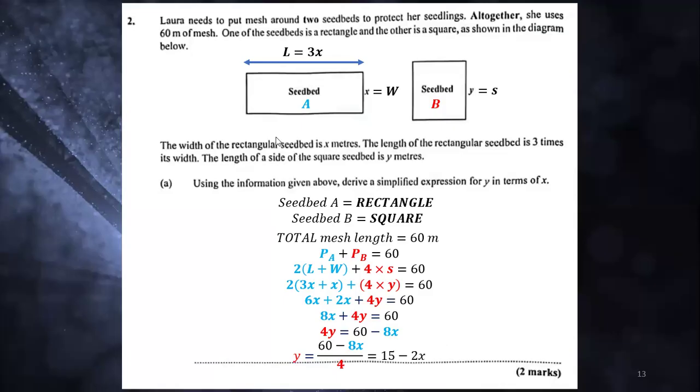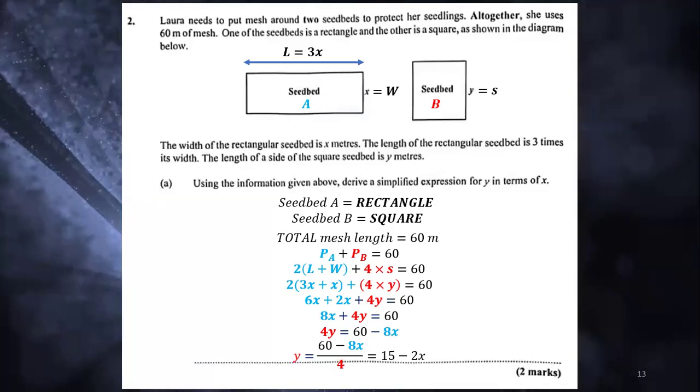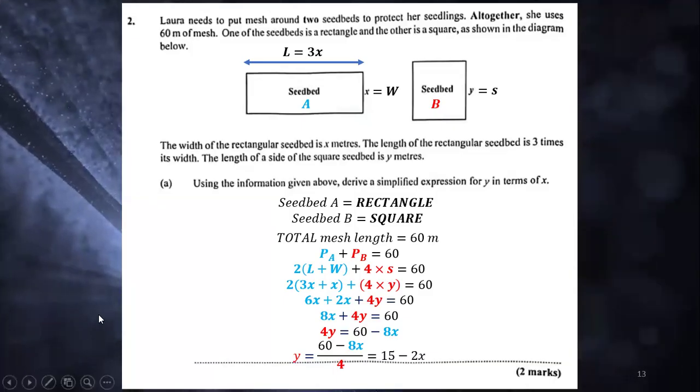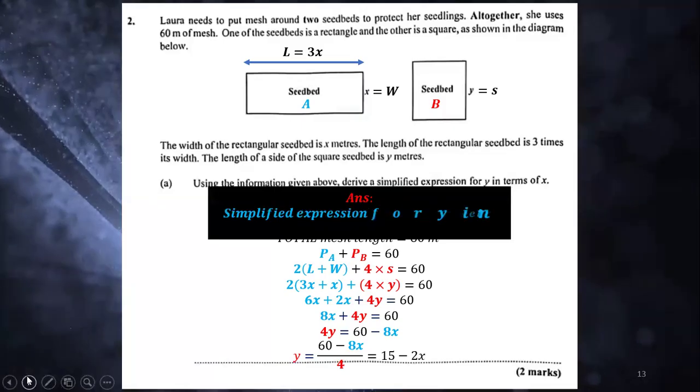You're cool with this? Who's cool with this? Who's not cool with it? Don't worry. I'm going to push your button. We'll get through this together. All right? Feel free to stop the recording at any point and then go back and make it clearer to yourself. Let's press on. And so that gives us y is going to be equal to 15 minus 2x.